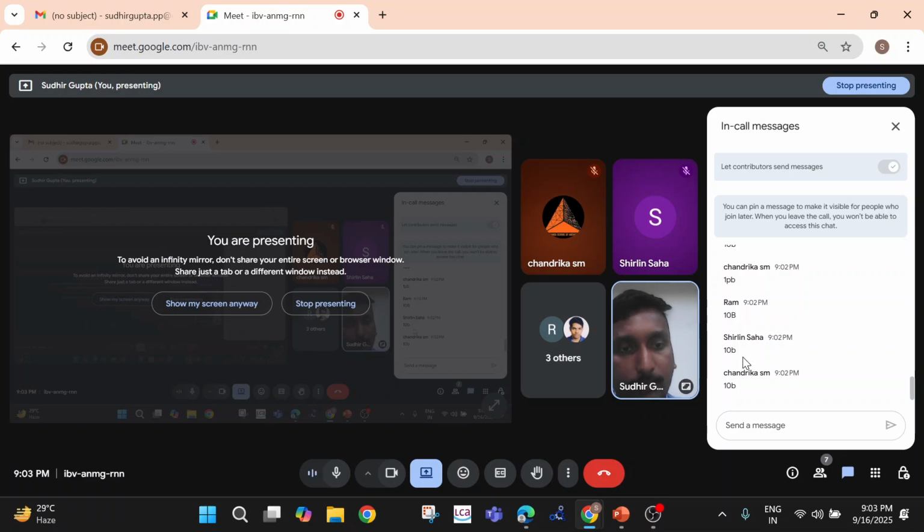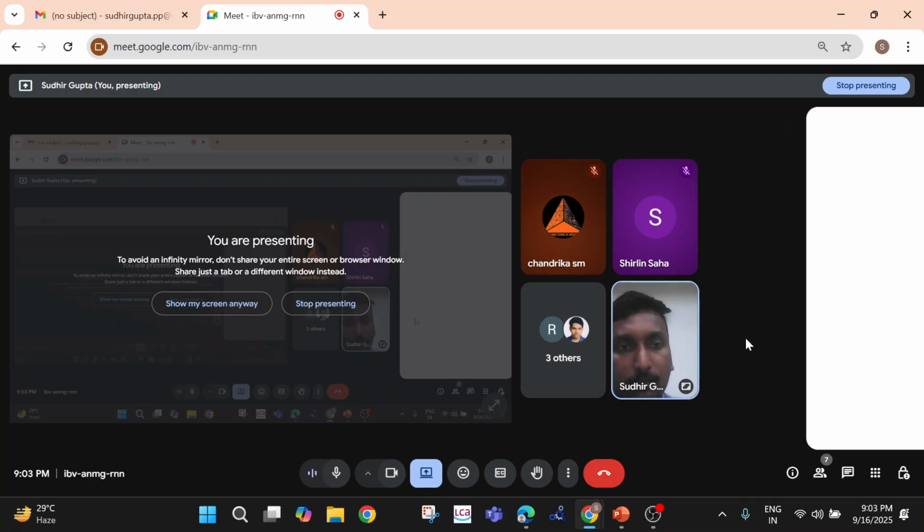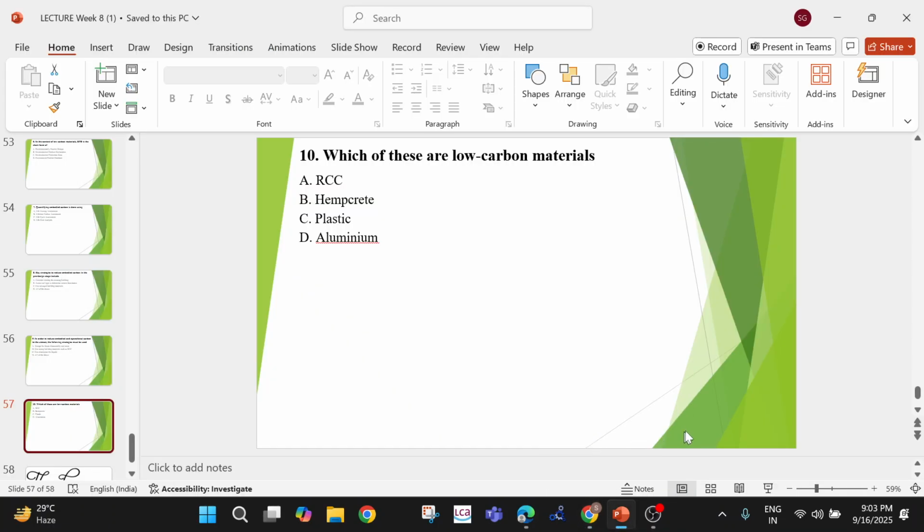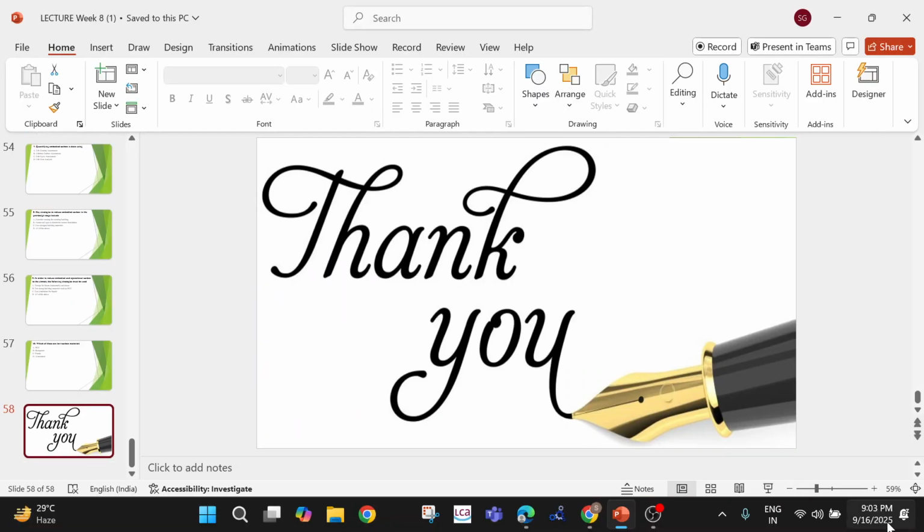10B, 10B, yeah. So 10B is the correct answer for this question. Question number 10: hempcrete is a bio-based material with low embodied carbon and can even capture CO2 during its curing process, as I have already explained to you, making it an environmentally beneficial building choice and a low carbon material alternative also.